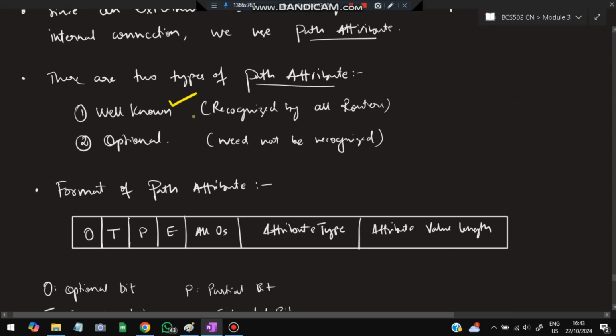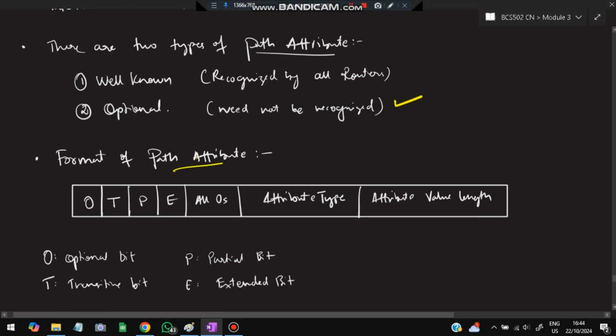So what all can it consist of? It is of two types, well known and optional. A well known path attribute is to be recognized by all routers present in the system. Optional means it need not be recognized by all systems. Well known is the mandatory information which all the routers need to know, and optional is the one which, if they know it, it is good, and if they don't know it, it is also fine. Okay, and the format of the path attribute is as follows.